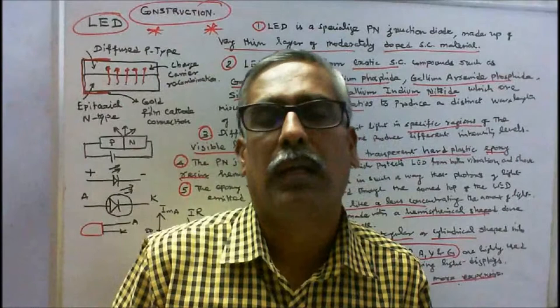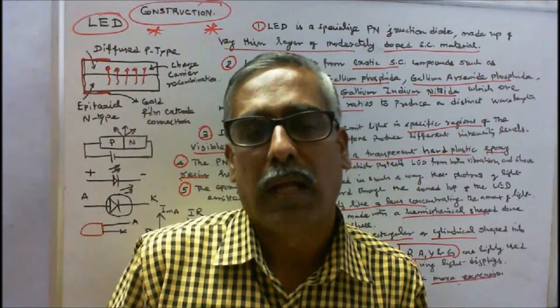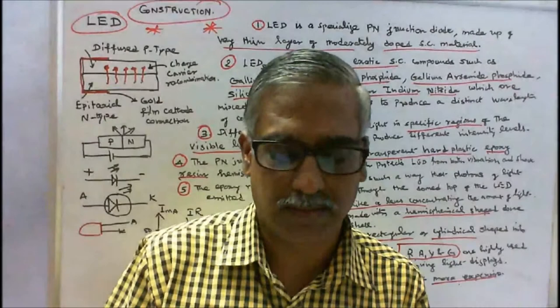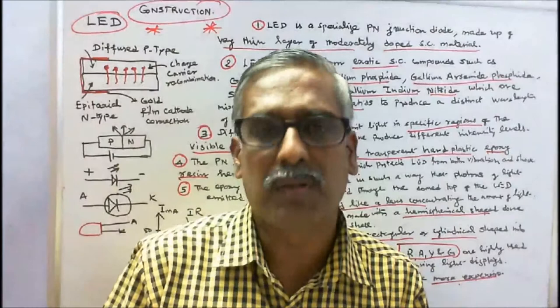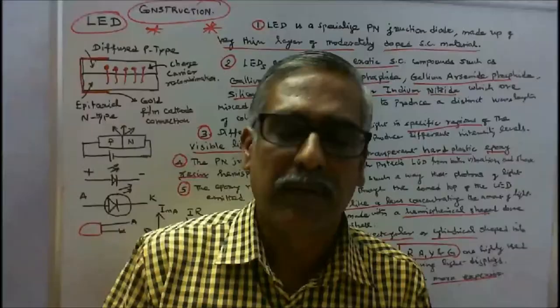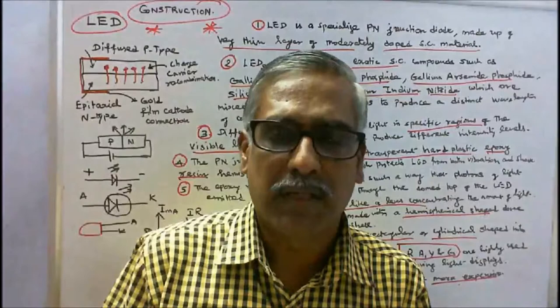In this class we discuss the constructional details and operation of the light emitting diode, or LED. The early years of the 1960s witnessed a race in the field of semiconductors. The LED was discovered in the year 1961 by James R. Biard and Gary Pittman.